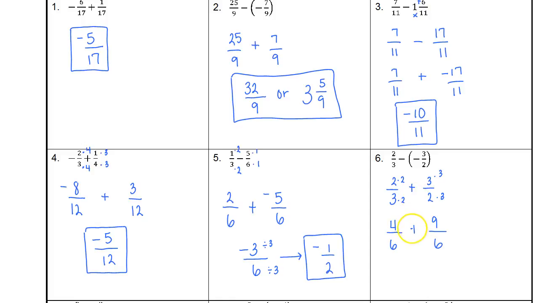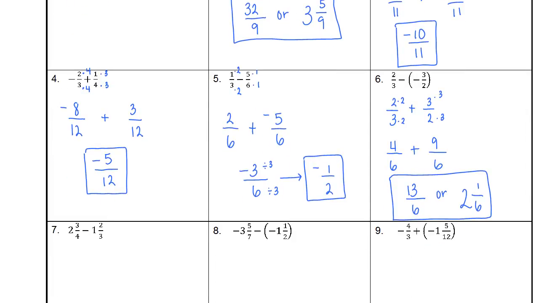If I bring down my addition sign and complete the problem, I have a denominator of 6, and 4 plus 9 is 13. 13 over 6 is improper, and I can make that a mixed number. 6 will divide into 13 two times, which is 12. So I have 1 remaining, and I can write that as 2 and 1/6.